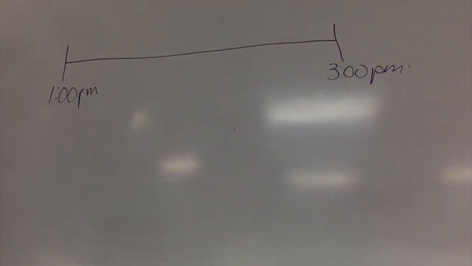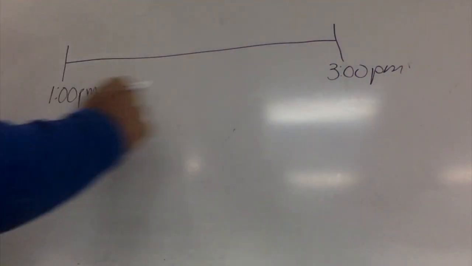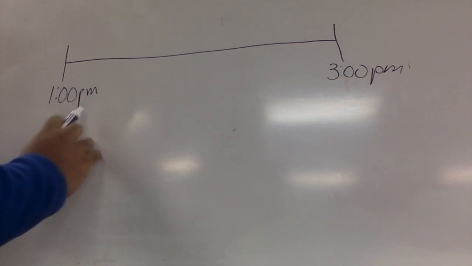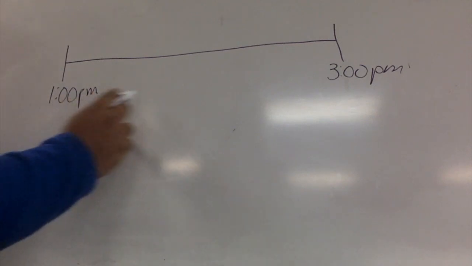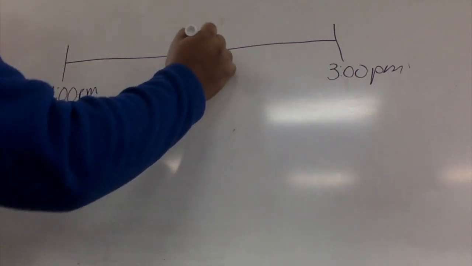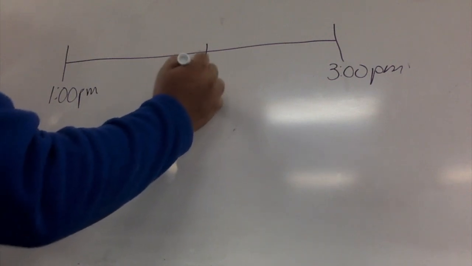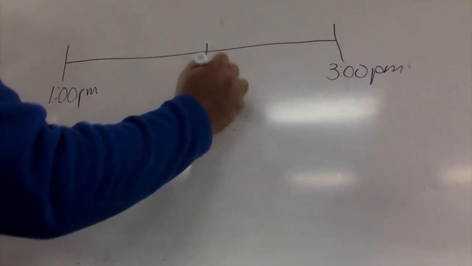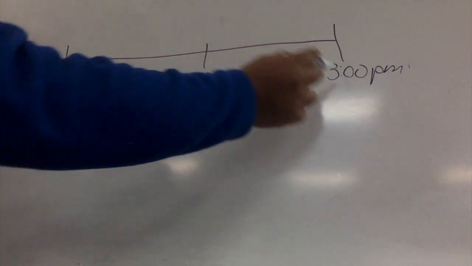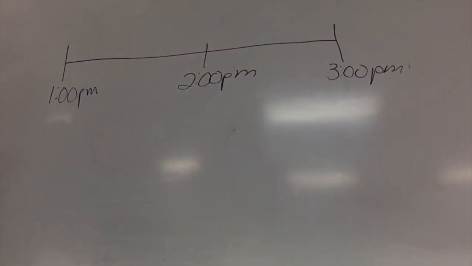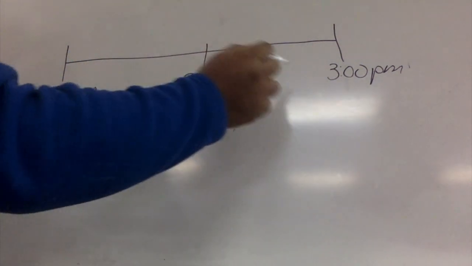The first strategy I have is always put in as many time indicators as you can. For example, from 1 to 3 p.m., we know that 1 hour is missing. 1 p.m., right in the middle would be, that's right, 2 p.m. And then we have 3 p.m. So how much time has passed since 1 to 3 p.m.?